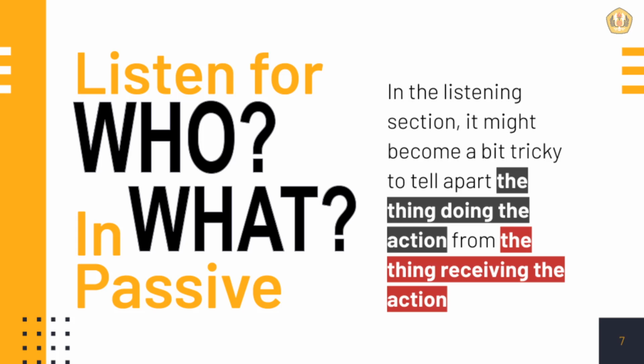You might already be familiar with active and passive voice in the English language, but when it comes to listening, it might become a bit tricky to recognize passive construction in a conversation. Or to put it simply, to tell apart the thing doing the action from the thing receiving the action. Now, listen to the following conversation between a mother and her son about her trip to China, and let's see how many passive sentences you can find.